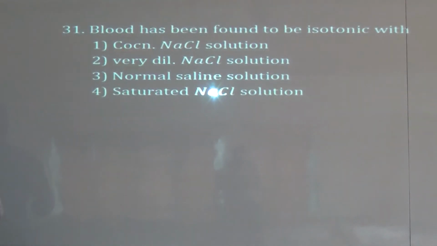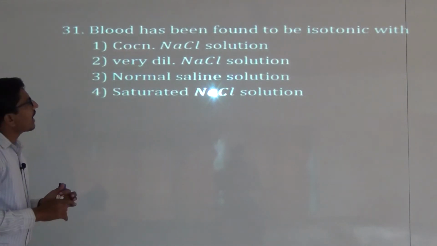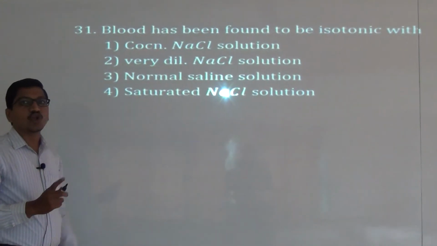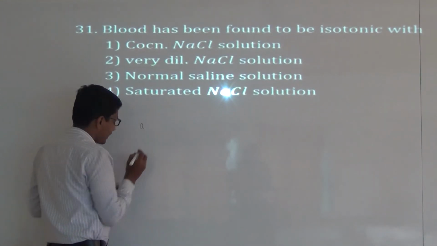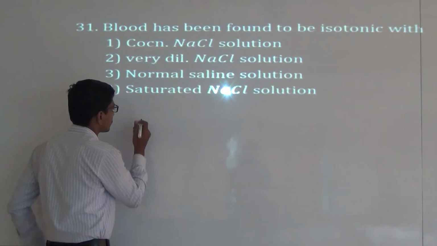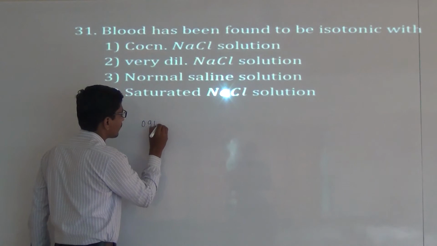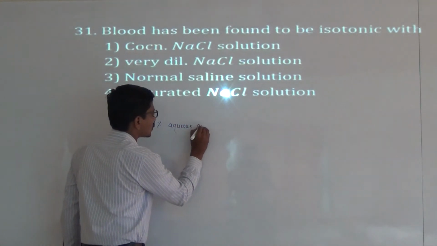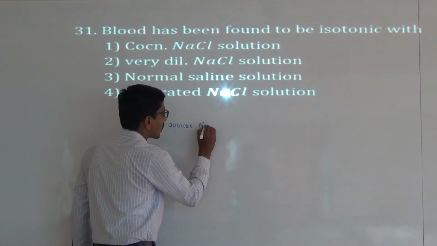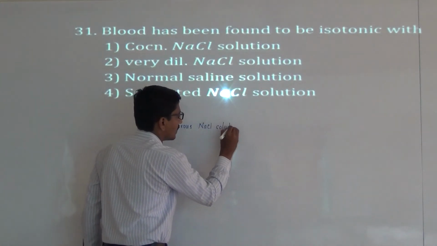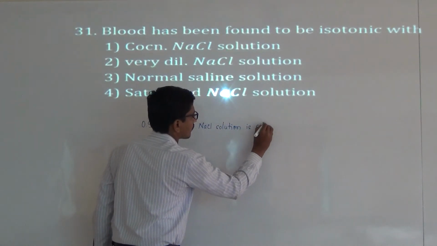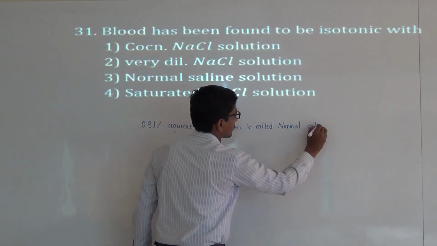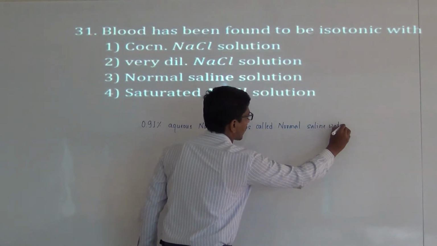Next question is: blood has been found to be isotonic with, as we already discussed in the synopsis, 0.91% aqueous sodium chloride solution, which is called normal saline water or normal saline solution.